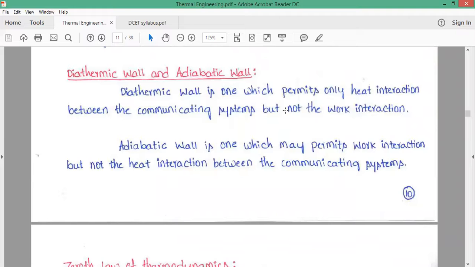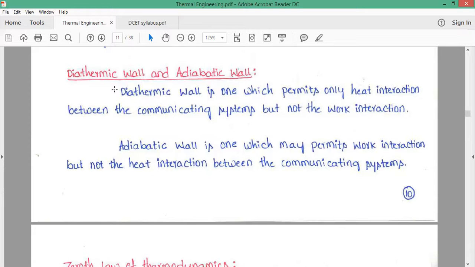thermodynamics. Now let us discuss two types of walls. A wall is nothing but a separation, right? If I separate two systems, namely X and Y, by means of a diathermic wall, see here, diathermic means this wall or this separation or this membrane is going to allow only heat interaction between the two systems.